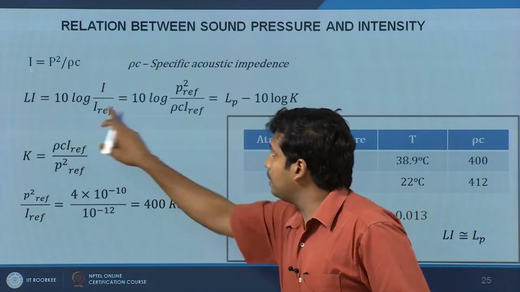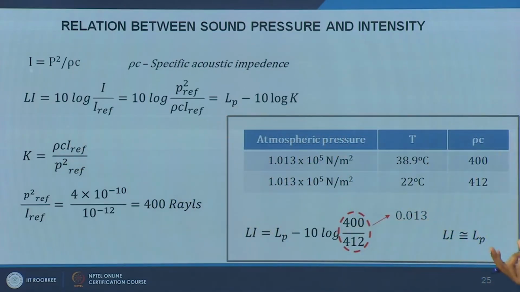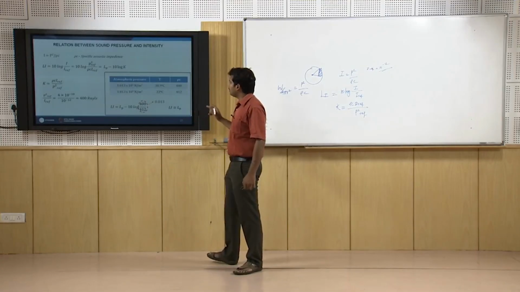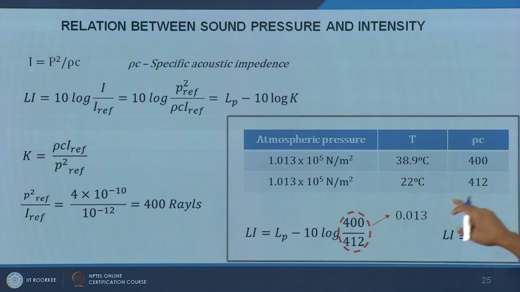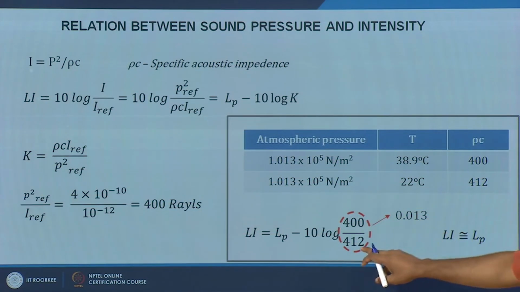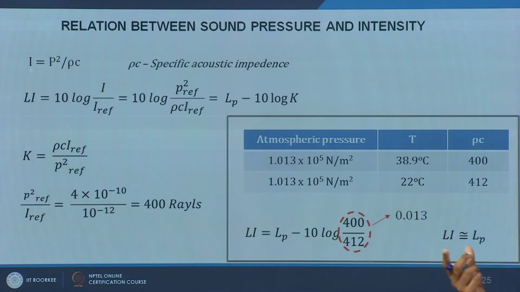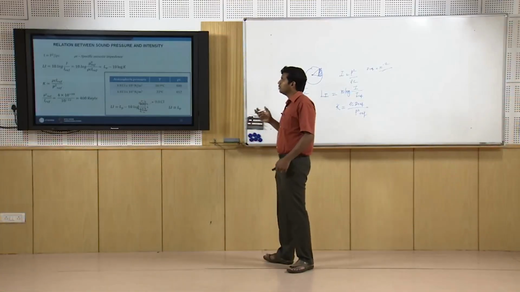Now Li will be equal to Lp, that is sound pressure level will be equal to intensity level. Even if the temperature drops down, the rho C value, impedance value goes up, you are getting 412. If you substitute, you will get something around 0.01, which is negligible. If you take logarithm, it will be a very negligible number. Even then, sound pressure level will be more or less equal to sound intensity level.